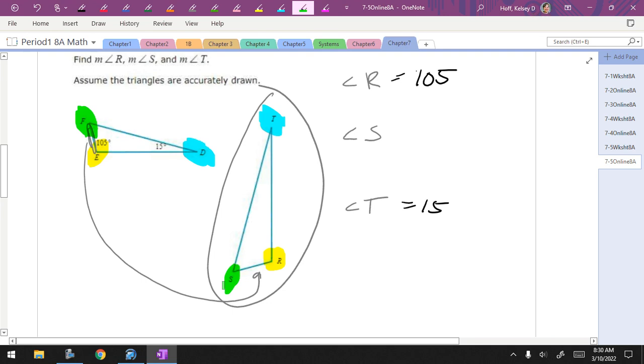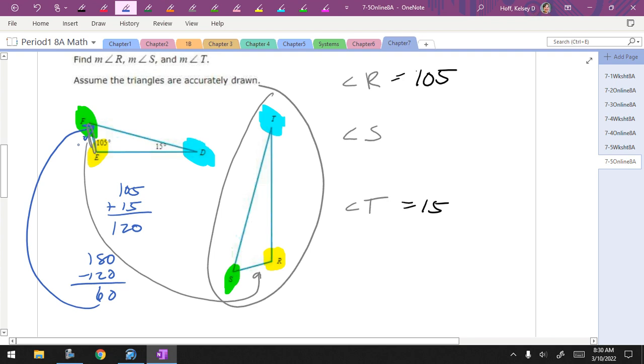But they didn't tell us what F is, so how am I going to figure out what S is? Oh, I got to know a number. Allison? Very good. 105 plus 15 gives me 120. Then I take 180 minus that 120, and I get 60, which is F. And that helps us because we know then that S is 60.